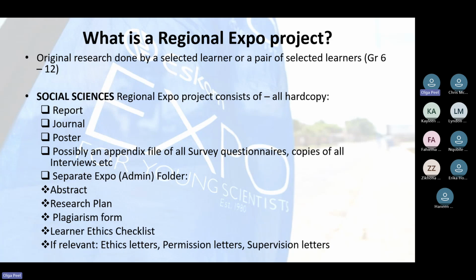Now, let's say a learner did a survey questionnaire in WhatsApp. There's still a way of printing that questionnaire and putting the Excel spreadsheet generated from the questionnaires into the appendix. So this is where a judge would look and say, okay, did this child really do this project? Or children, let me look. And then, of course, there's the separate Expo folder, also sometimes referred to as an admin folder. And it's got documents in it that you can see there. And of course, I'm going to be talking about all of them today.